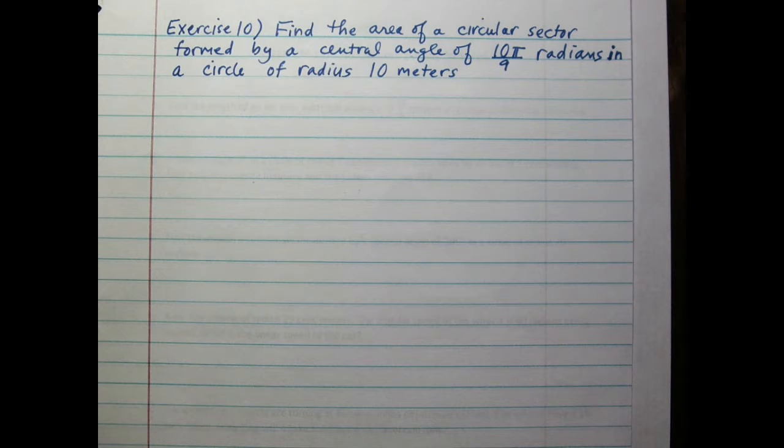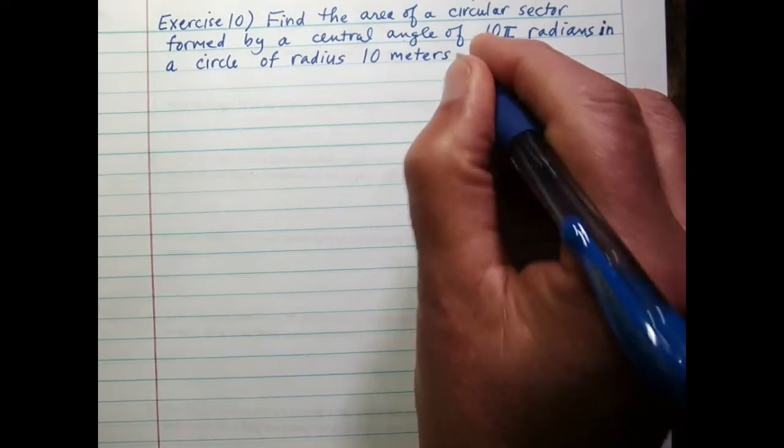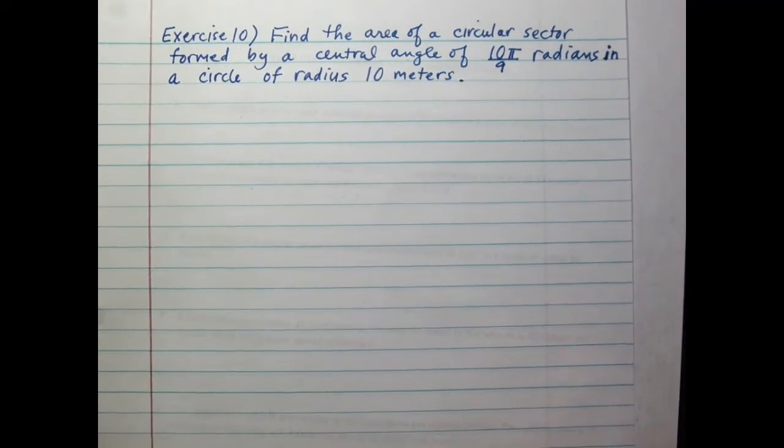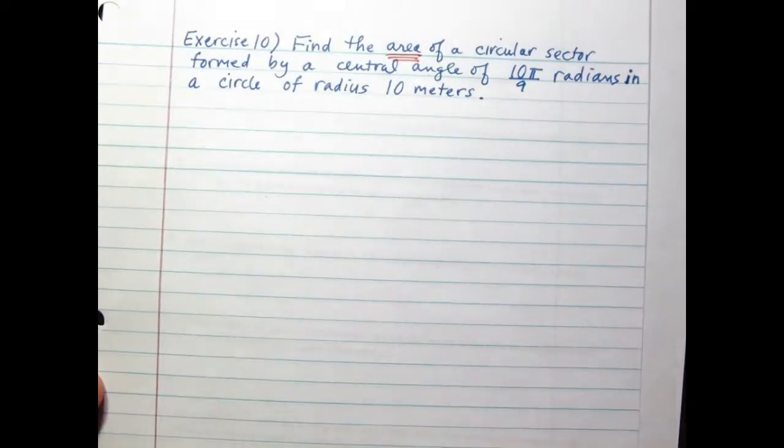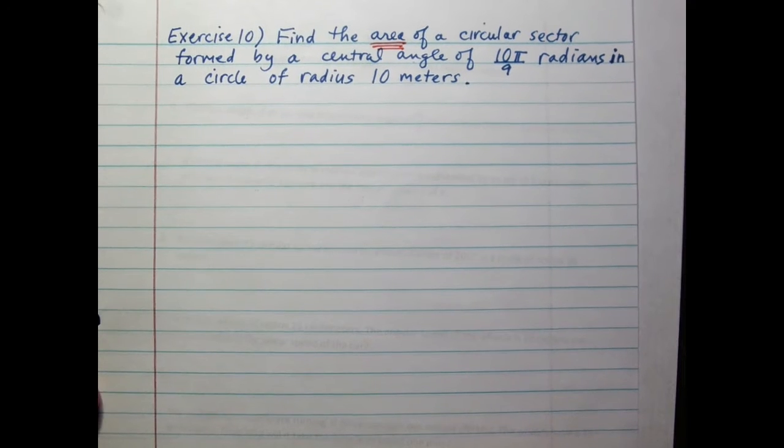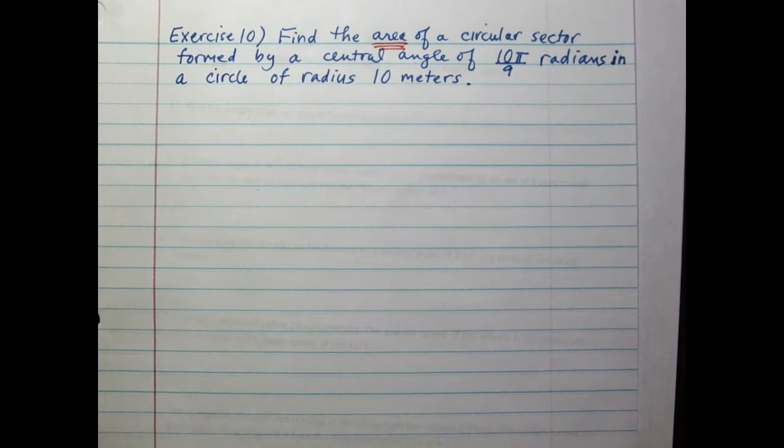Here's another exercise. Find the area of a circular sector formed by a central angle of 10 pi over 9 radians and a circle of radius 10 meters. What we've got to realize here is that this is a question about area of a sector, and that's very different from the arc length situation.